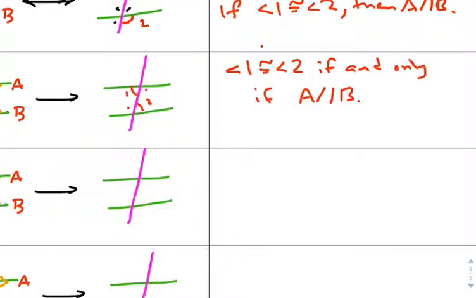Okay, so let's go ahead and write our statement. I'm going to write it a little differently this time. Pay close attention. I'm going to write angle 1 is congruent to angle 2 if and only if A is parallel to B. Okay. The if and only if language means the same thing as writing the statement twice and reversing it. It just happens so often that they give it a special name.